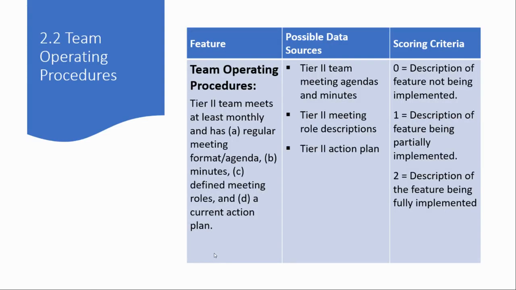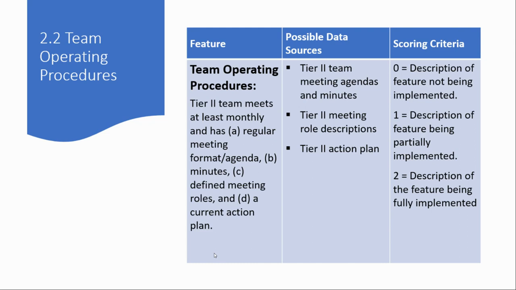So 2.2 is going to be looking at team operating procedures. This feature says that the Tier 2 team meets at least monthly and has a regular meeting format and agenda. They include minutes, they have defined roles, and they also have a current action plan. Some possible data sources include the Tier 2 team meeting agendas and minutes, the Tier 2 meeting role descriptions, and the Tier 2 action plan.